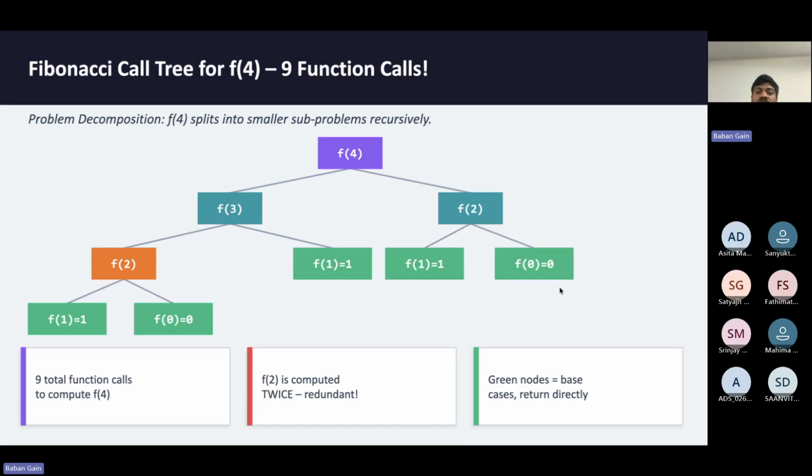So basically, it will form a tree. Fibonacci of 4 means we have to add Fibonacci of 3 plus Fibonacci of 2. Then again, Fibonacci of 3 means we have to calculate Fibonacci of 2 and Fibonacci of 1, like this. So this kind of tree structure will come in recursion.